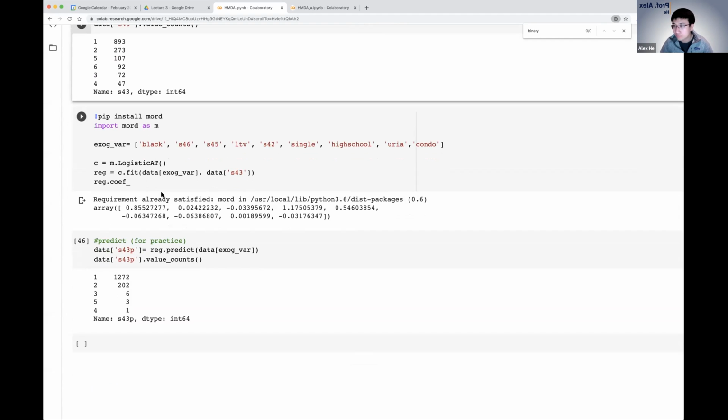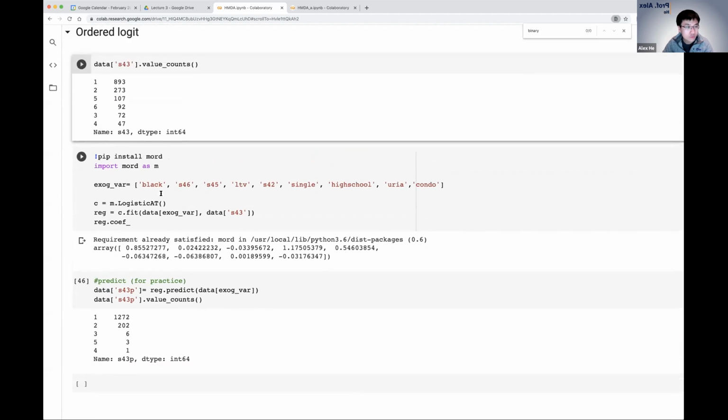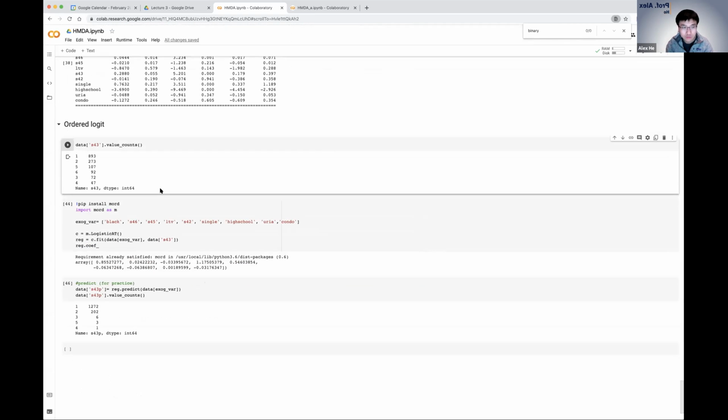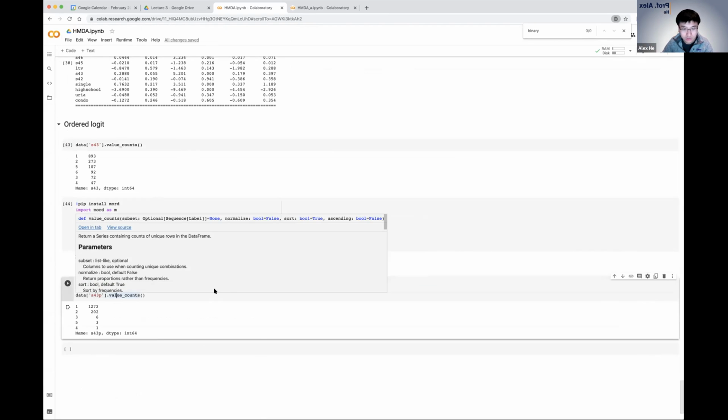So it's a little bit different from logit. Logit always predicts a probability, but if you do this ordered logit, or the multinomial logit, it will actually predict the category. But the distribution across these categories will not necessarily be the same as the actual distribution. And these are your predictions. You can also fit the model to the training set and then predict for the test set.